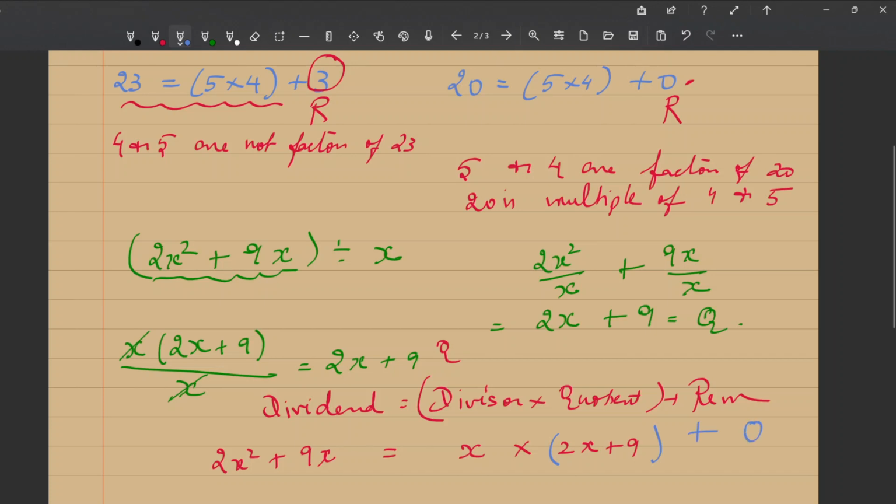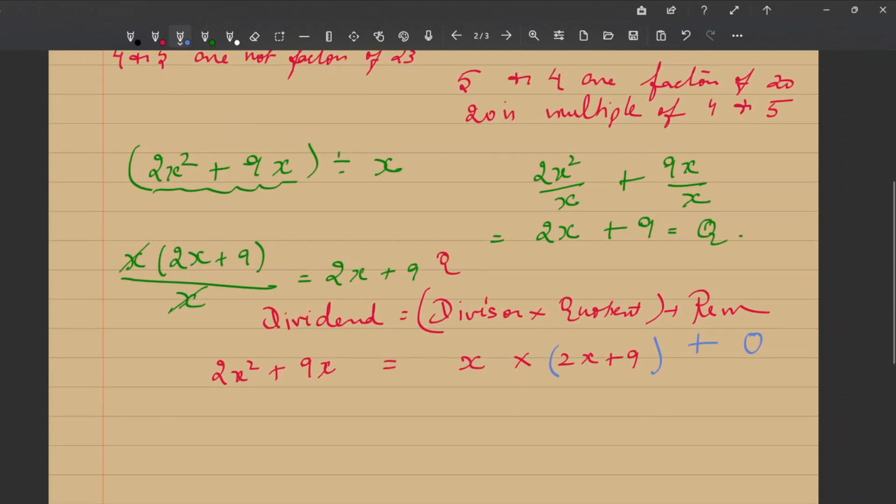So just like I concluded for numbers, I can conclude here that x and 2x plus 9 are factors of my initial polynomial which I started with, factors of 2x squared plus 9x, right? So this was very simple. We divided it this way. Now consider some other polynomial.